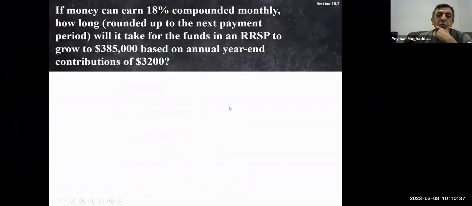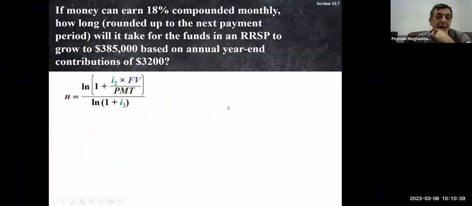Okay, so that's I2, and now we have to use the equation for n. We want to know how long it's going to take. First of all, we need to know how many payments are going to be made, and then divided by payments per year gives the number of years. So how long is it going to take? We're going to use this equation for n. We can either do that or do this, guys.